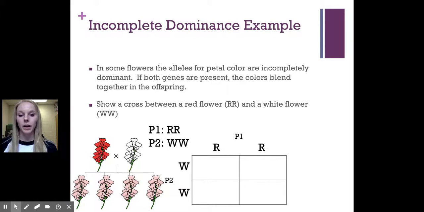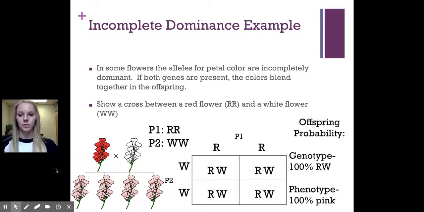When we cross the parents, we get the combination big R, big W. And instead of seeing red or white, we see pink. This is what we mean when we say they are blended. The offspring come out to be 100% big R, big W, and the phenotype for all offspring is 100% pink.